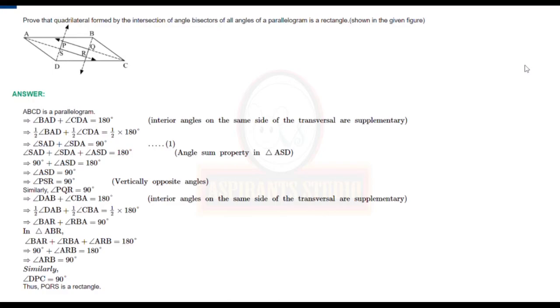Now coming to the proof. Quadrilateral ABCD is a parallelogram is given. Interior angles on the same side of the transversal are supplementary. Therefore, measure of angle BAD plus measure of angle CDA is equal to 180 degrees. Look at the figure.